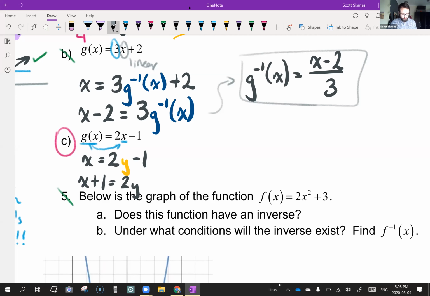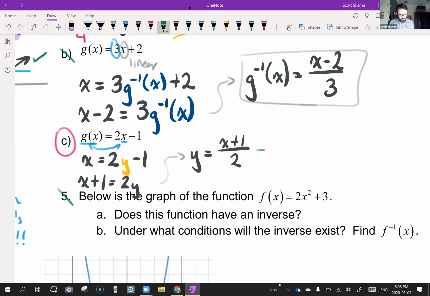And then I've got to move it over because there's not enough space for me. If you had a notebook, of course, you can have as much space as you want. Divide everything by 2. That means y equals x plus 1 all over 2. Or you can write 1/2 x plus 1/2. But I'm just going to keep it like this.